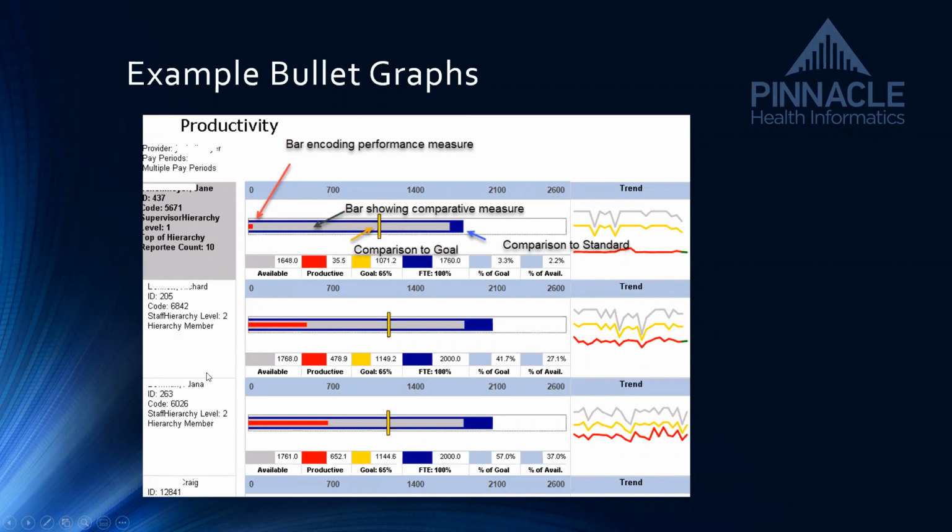Now this upper one is a supervisor, so they're maybe not doing as much direct time, but you can see on the second two, you can see that comparison quite easily, much better than with a round gauge or something like that. So we can see that the provider here is providing more direct service based on the amount of time they've been at work. But neither of them are approaching the goal, and that's very easy to see.